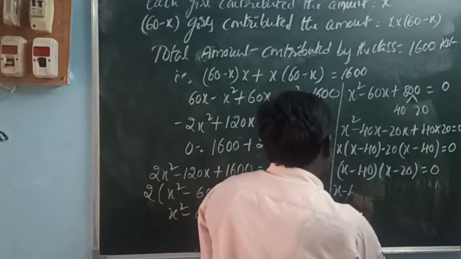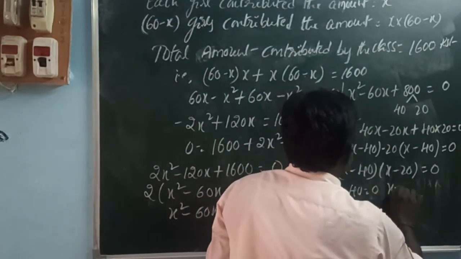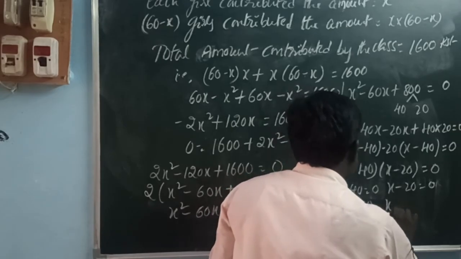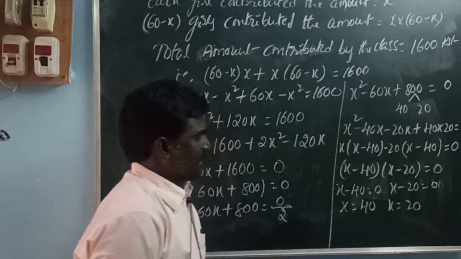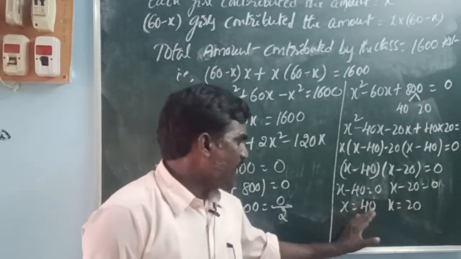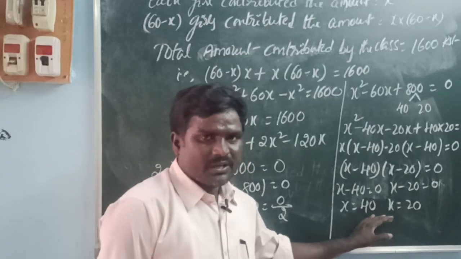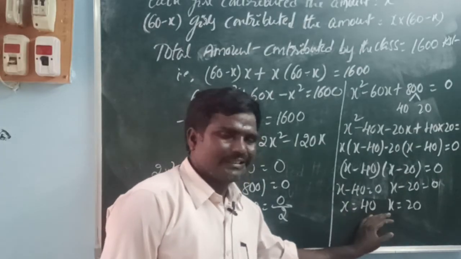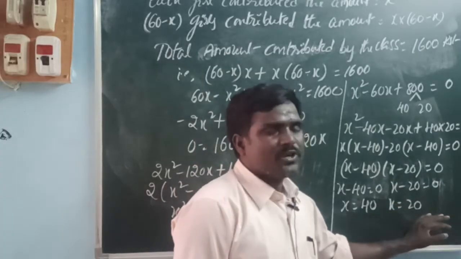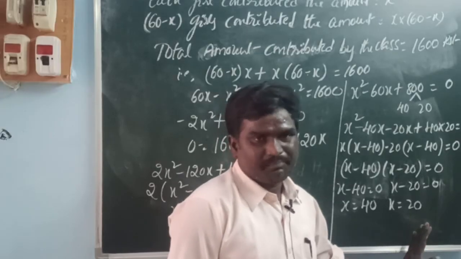So x minus 40 is equal to 0, and x minus 20 is equal to 0. So x is equal to 40, and x is equal to 20. How many values are there? We get 2. So the number of boys is 40. When the number of boys is 40, then the number of girls is 20. When the number of boys is 20, then the number of girls is 40.